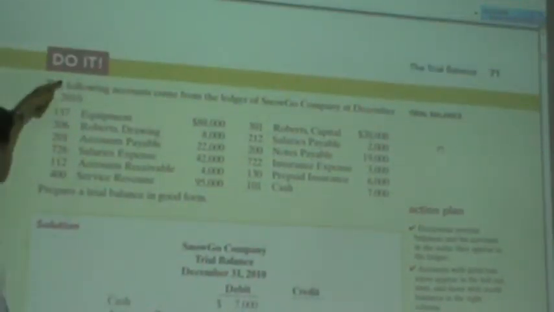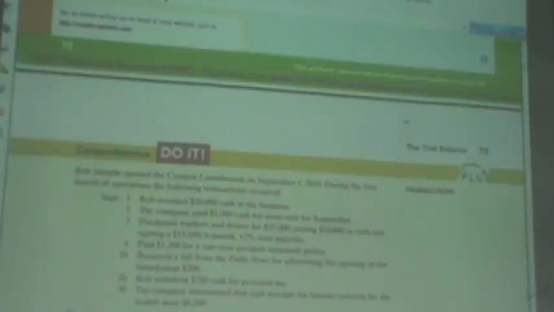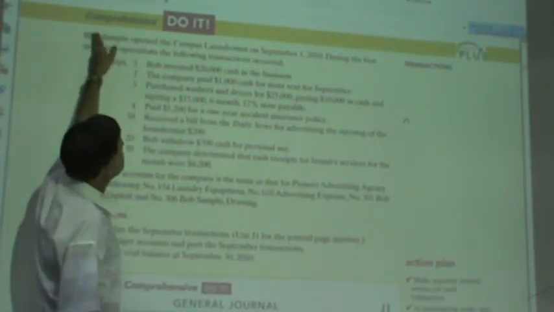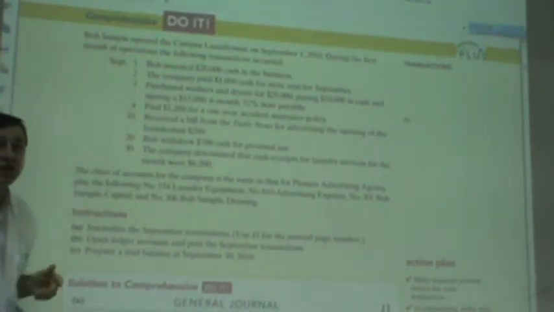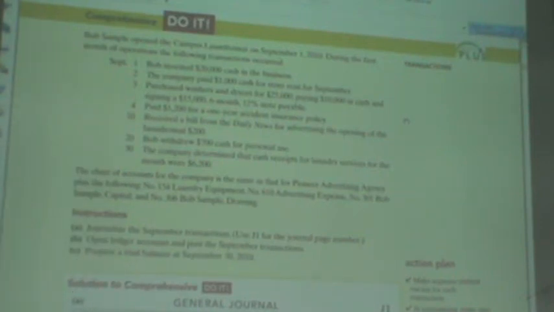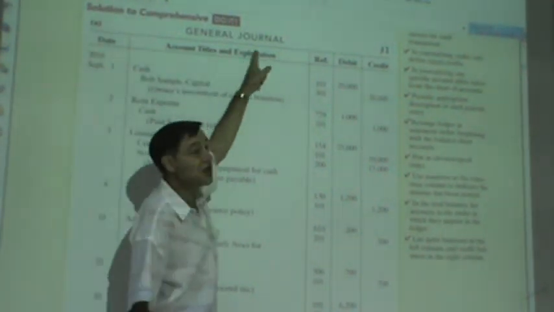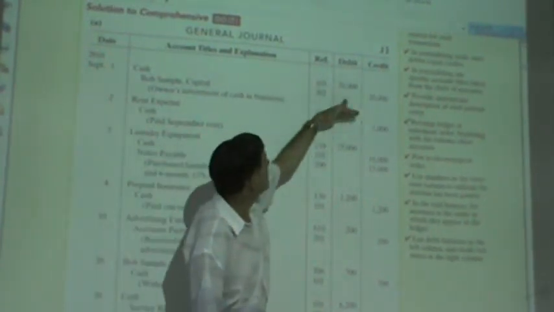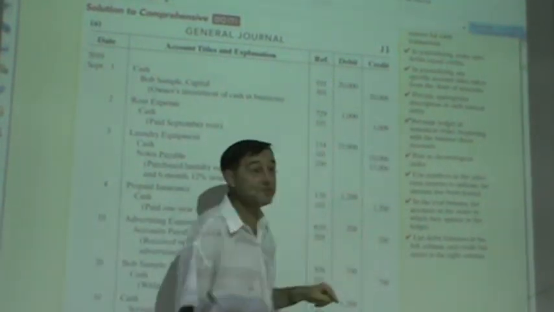Okay, they give you an exercise here, how it's done. It's a trial balance. And there is one, it's called comprehensive exam, okay? Comprehensive problem. So, this is a comprehensive problem. It tells you September 1, 2, 3, 4, 10, 20, 30. You just go through it on your own. And first you do the general journal. You do debit, credit, debit, credit, debit, credit. You do all the debits and all the credits. That's how it's done. You also have on the side explanation.